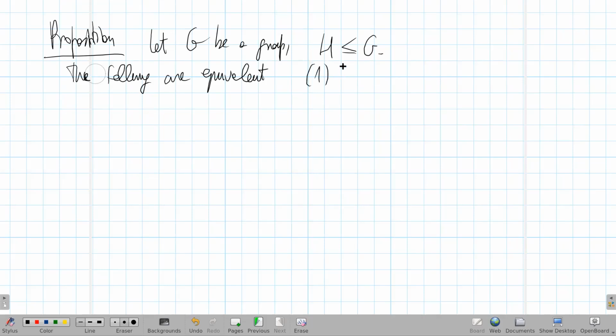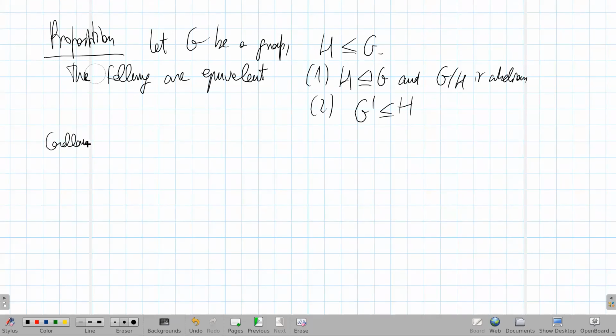One says that H is normal in G, and the quotient, once you know that it's normal, you can consider the quotient, is abelian. And the second one is simply that G prime is contained in H. And so you see, once we prove this, it will follow, say, a corollary: a normal subgroup has an abelian factor group if and only if G prime is contained in H. Of course, G prime is contained in G prime, so we will have in particular that G over G prime is abelian.